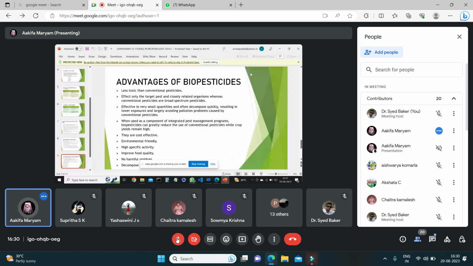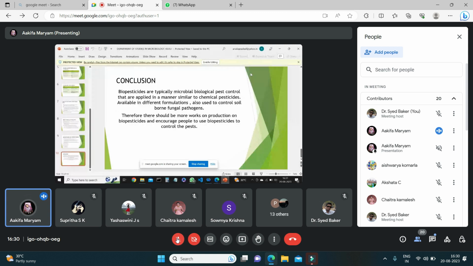They are cost effective and environmentally friendly, they have high specific activity, they improve food quality, leave no harmful residues, and decompose easily. So lastly, the conclusion. Biopesticides are typically microbial biological pest control agents that are applied in a manner similar to chemical pesticides, available in different formulations, and also used to control soil-borne fungal pathogens. Therefore, there should be more work on the production of biopesticides, and people should be encouraged to use biopesticides to control pests. Thank you.